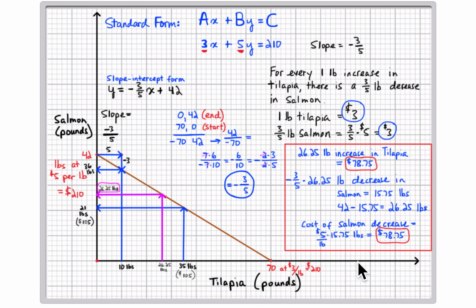Let's go back to this just for a moment. If x is 26¼ pounds, then y has to be 26¼ pounds as well, but that is decreasing this 42 by 15¾ pounds. Yeah, a little bit difficult.